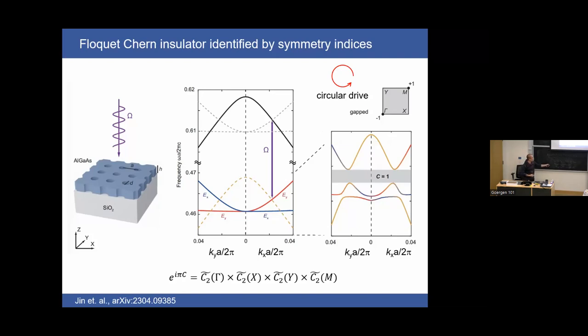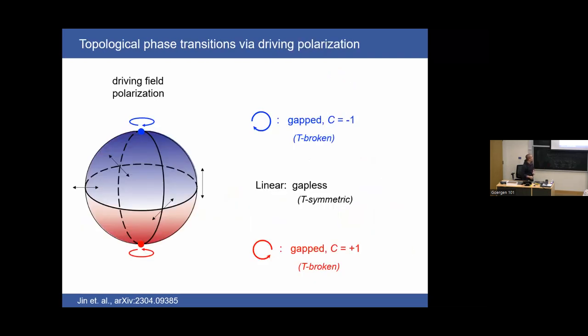And second, we can also look at the high symmetry index points, look at what are the indices we tie together, and it tells us this band gap we're looking at is indeed topological. So next, I want to talk about how the topological phase transition happens in this system.